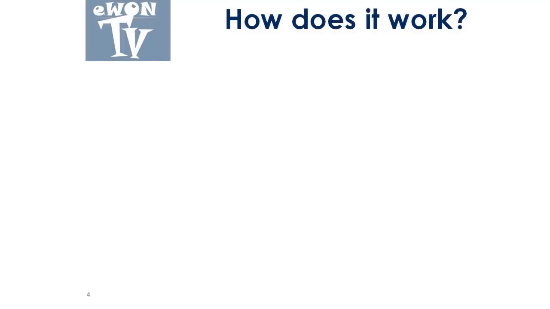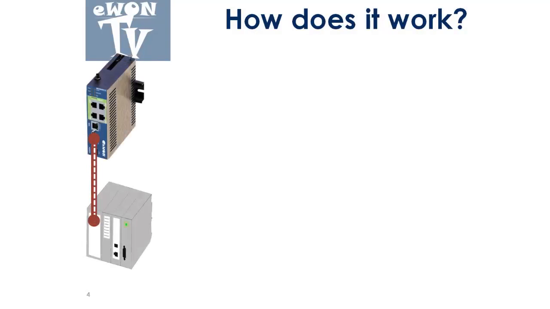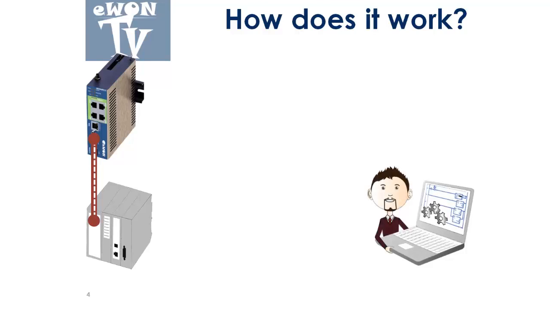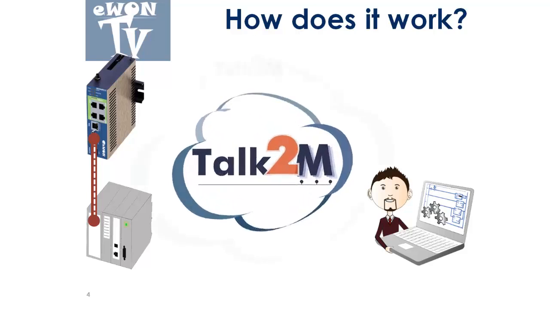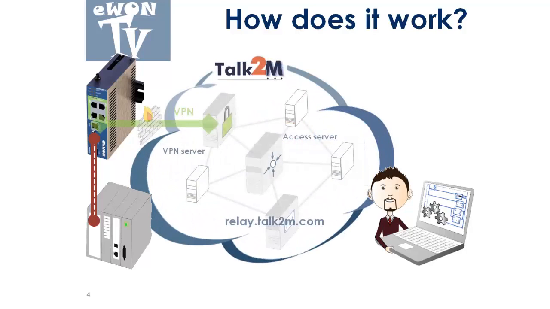Now, let's see an example of how this works. On the left-hand side, we have the eWON monitoring a machine in the field. On the right-hand side, Andy is in the office, working on his normal tasks. At this point, he has no link with the eWON. In the middle, we have the Talk2M server infrastructure, to which the eWON is connected through a VPN connection through the customer's firewall.